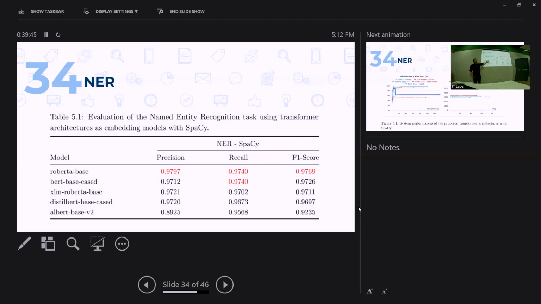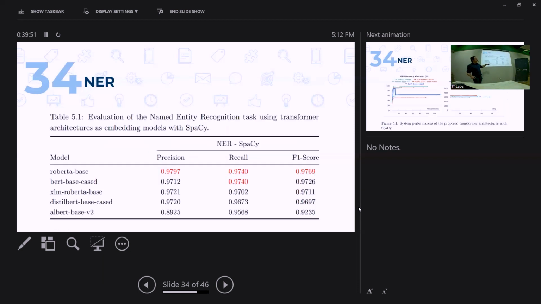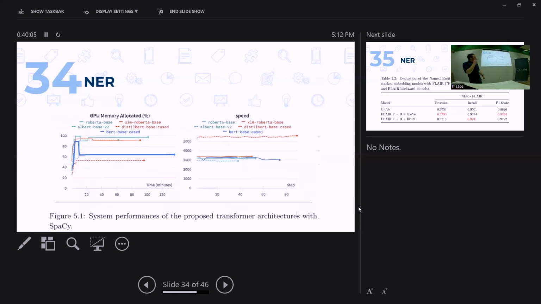With Roberta, forget about the base. Of course, you cannot see too much difference in the result. You can see that Albert has... that's why I mentioned that I will not speak about this model, because it ruins the result. But we also analyzed the performance of the model.